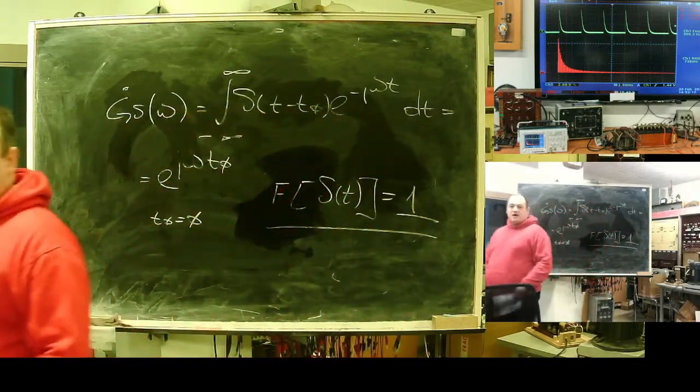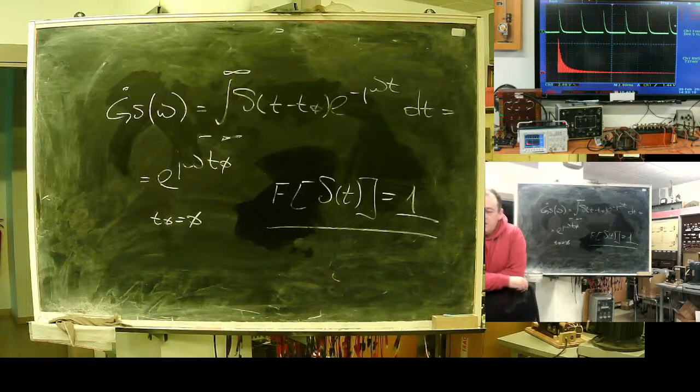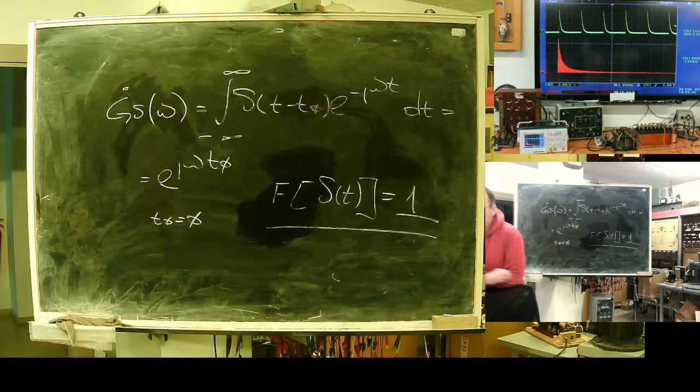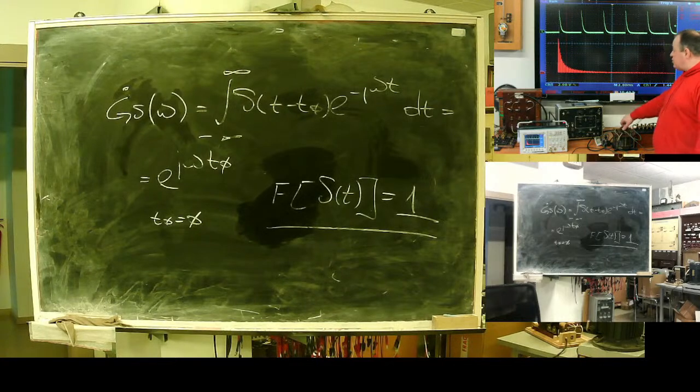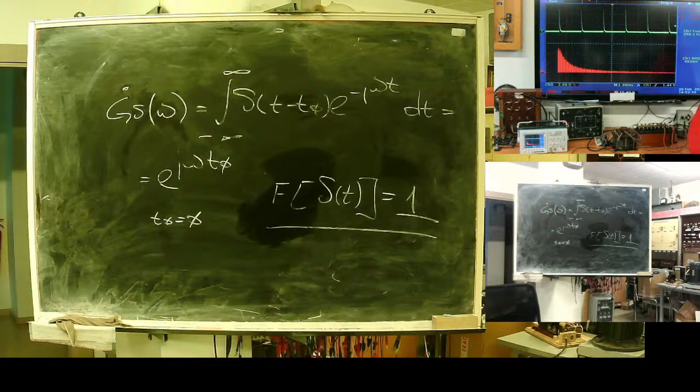Do you understand what I'm writing? An infinitely fast function takes all frequencies, will occupy all frequencies with the same amplitude of 1. We said that faster changes mean a wider spectrum. Something absolutely fast takes all frequencies. We'll have a uniform spectrum on all frequencies.